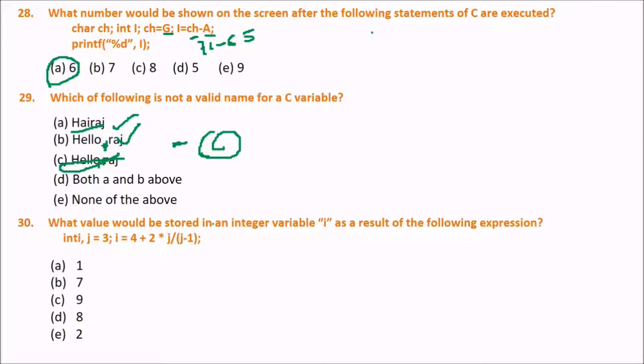What value would be stored in an integer variable i as a result of the following expression? int i, j = 3; i = 4 + (2 * j) / (j - 1). Now can you tell the answer? Because you have to see the precedence order of the operators. So first of all, we place the value: 4 plus 2 into j, which is 3, by 3 minus 1. So what will be the answer?